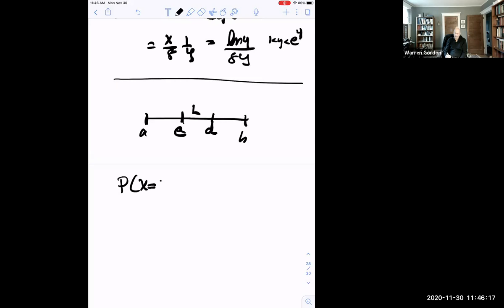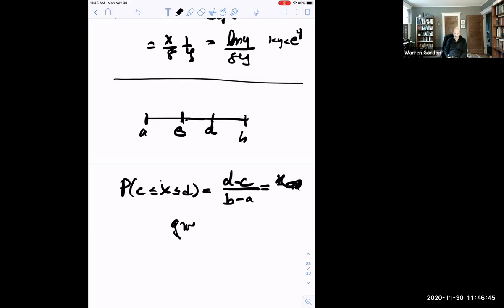One more time. Here's what I want to say. The probability that x lies between C and D is the length of the interval from C to D over the length of the entire interval. So it's the given length over the entire length.